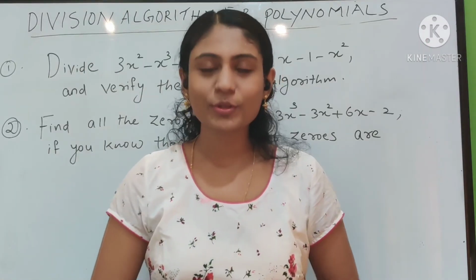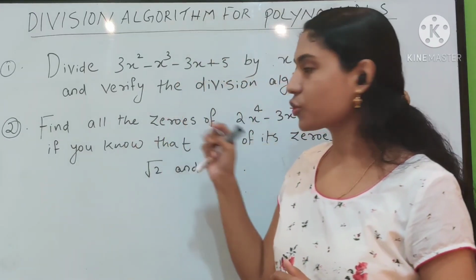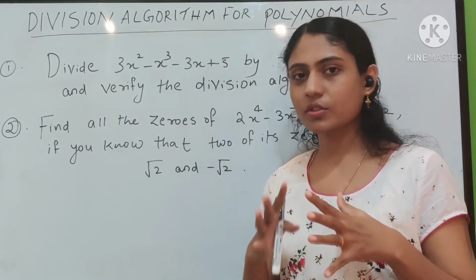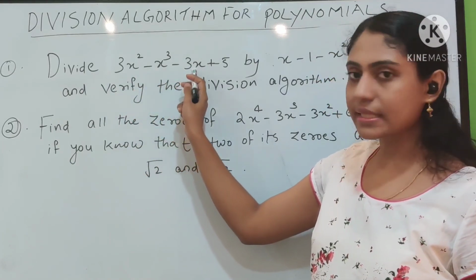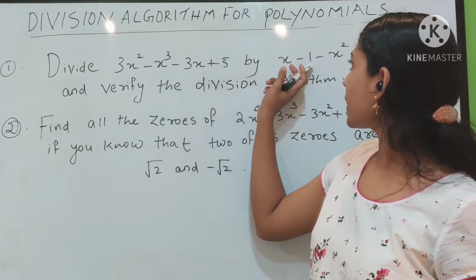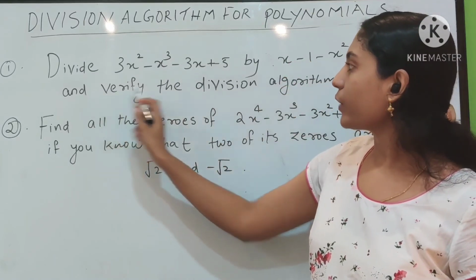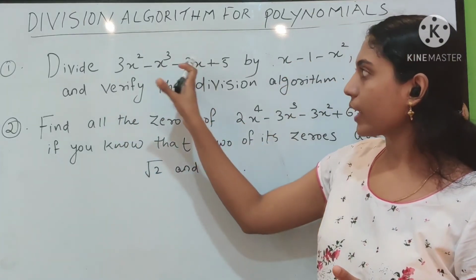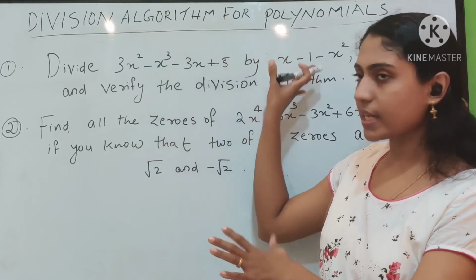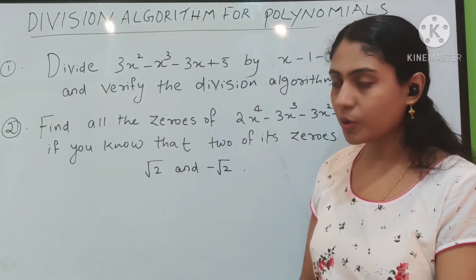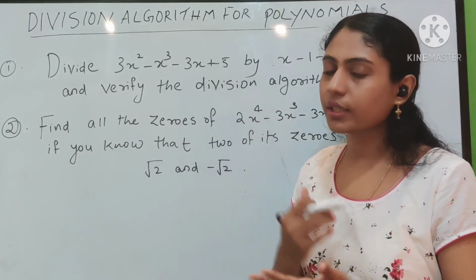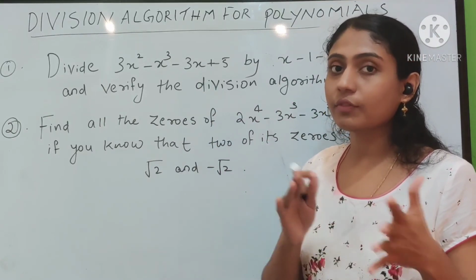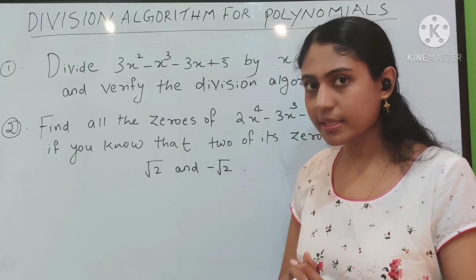Okay, let's wind up today's class. Before that, there are two workout questions for you. Just try yourself. Divide 3x square minus x cube minus 3x plus 5 by x minus 1 minus x square and verify the division algorithm. First you have to arrange both the dividend and divisor in standard form, then perform the division process, and then at last verify the division algorithm. How to verify the division algorithm? To check whether dividend is equal to divisor into quotient plus remainder.